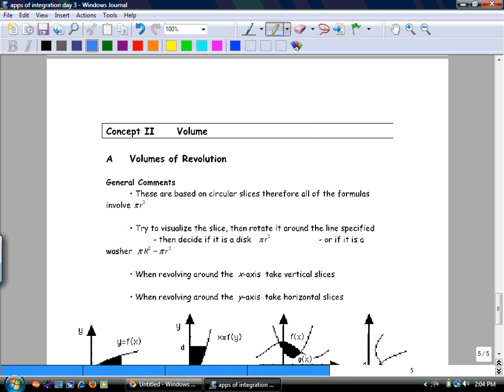Think of a CD. Big R is the radius of the outside edge of the CD. Little r is the inside edge of the CD. That's all that is, stacking CDs. Good call. When revolving around the x-axis, make sure you're taking vertical slices. When revolving around the y-axis, make sure you're taking horizontal slices. Thank you for the CD metaphor.